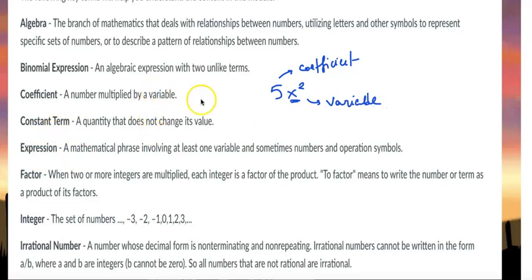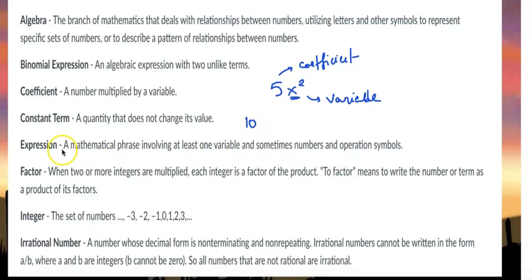Constant term, a quantity that does not change its value. For example, I am writing 10. So when we read this number, it is 10. I cannot read this number as 11, 12, 15 or 5. This means it is a constant. This means it never changes its value.